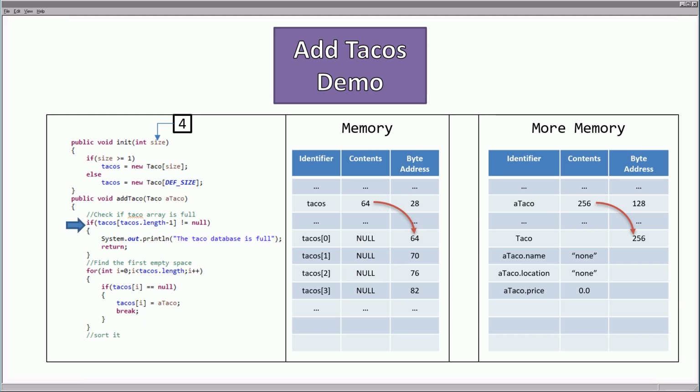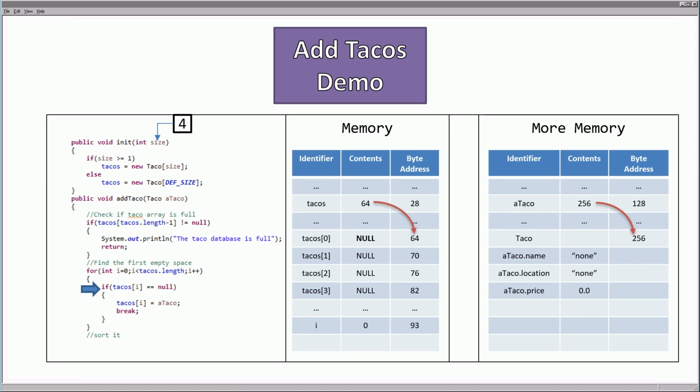Now we go inside, and we have to make sure that we don't have a full array. If we look at tacos.length minus 1, so in other words, 4 minus 1 is index 3. Index 3 is null. This is false. So we skip over that, and we move on to the for loop. Now we declare and initialize the int i to be 0, and then we check if tacos at index 0, in other words, right there, is equal to null. It is equal to null.